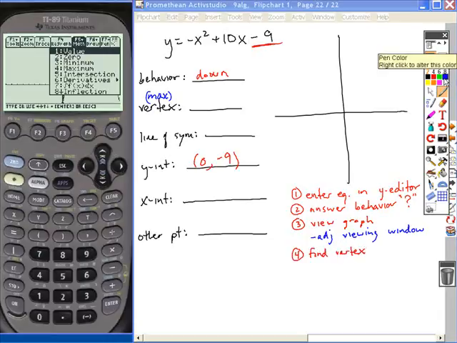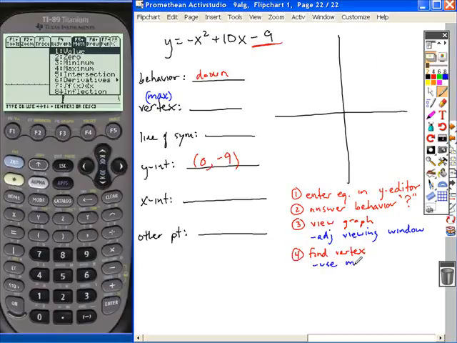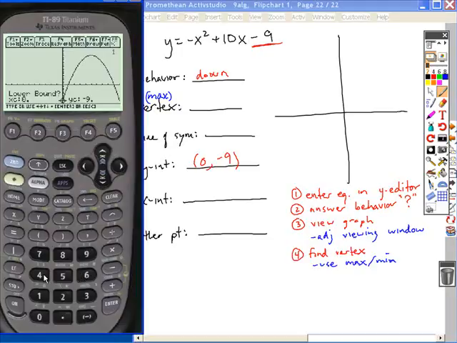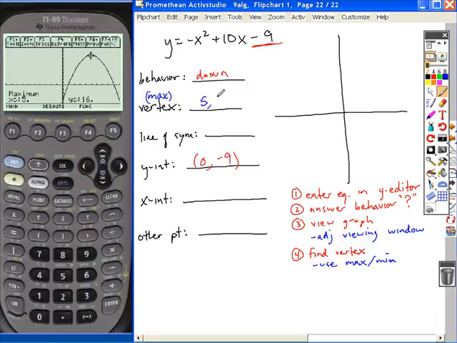And you can find this by using the max or min value in the F5 Math tab. So we're going to go to our maximum, which is number 4. And just choose your lower and upper bounds. Again, make sure they're to the left and then the right of the vertex. So I'm just going to use -10 for my lower, +10 for my upper. Again, you could have chosen other numbers, but you get 5, 16 as your vertex.